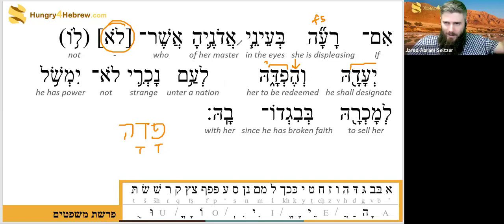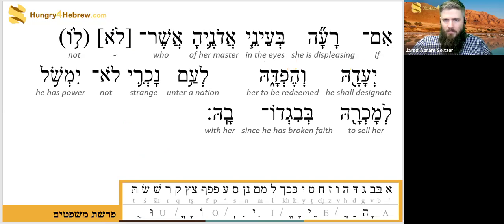He shall not give her over to a foreign nation or a strange nation. He can't just get rid of her like that. Lo yimshol, he shall not have the power to sell her, since he's broken faith with her. It's a Hebrew maidservant. She has rights. That's what the Bible's telling us.